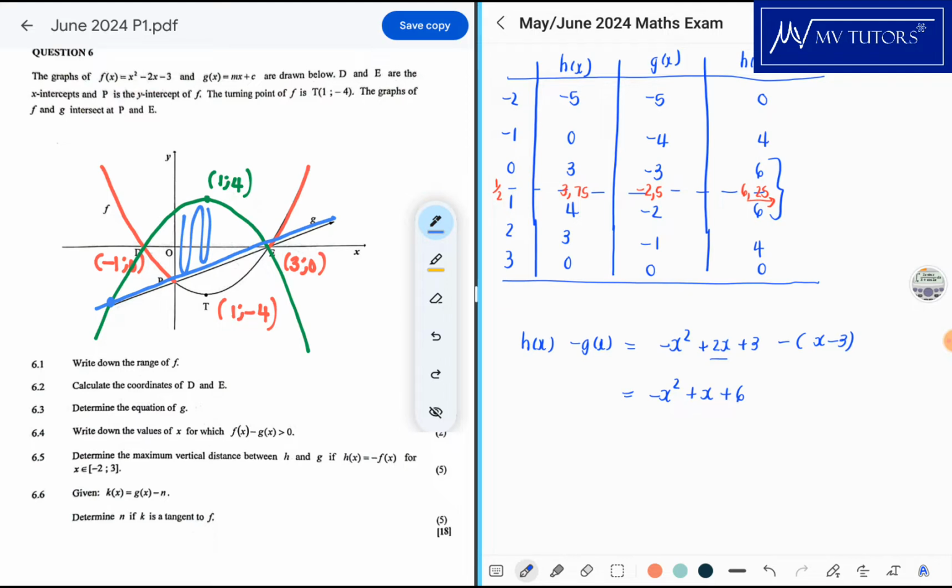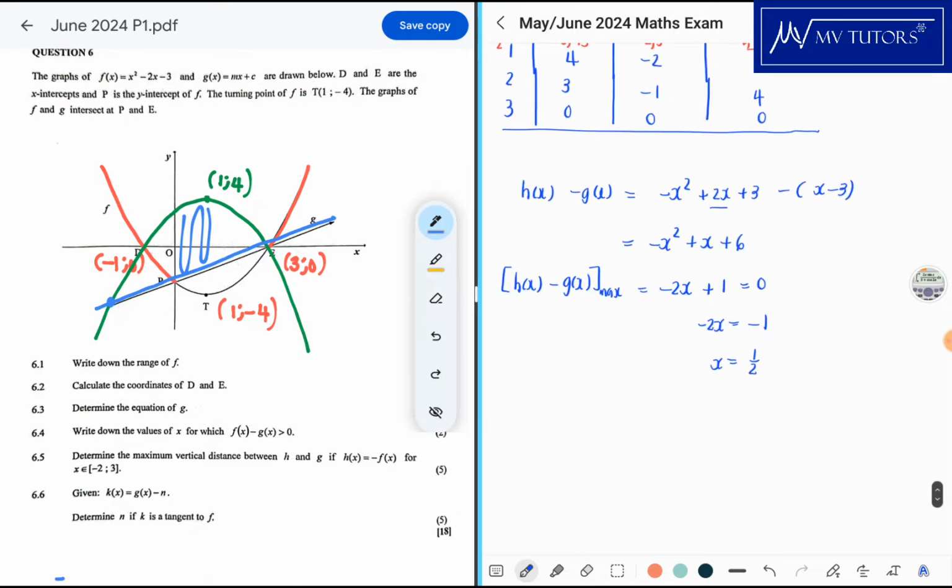And then I'm going to get the maximum value. So h of x minus g of x, for the max, I'm going to get the first derivative. Using the power rule, negative 2x plus 1, make it equal to 0. So I have negative 2x is equal to negative 1. Therefore, x is a half.